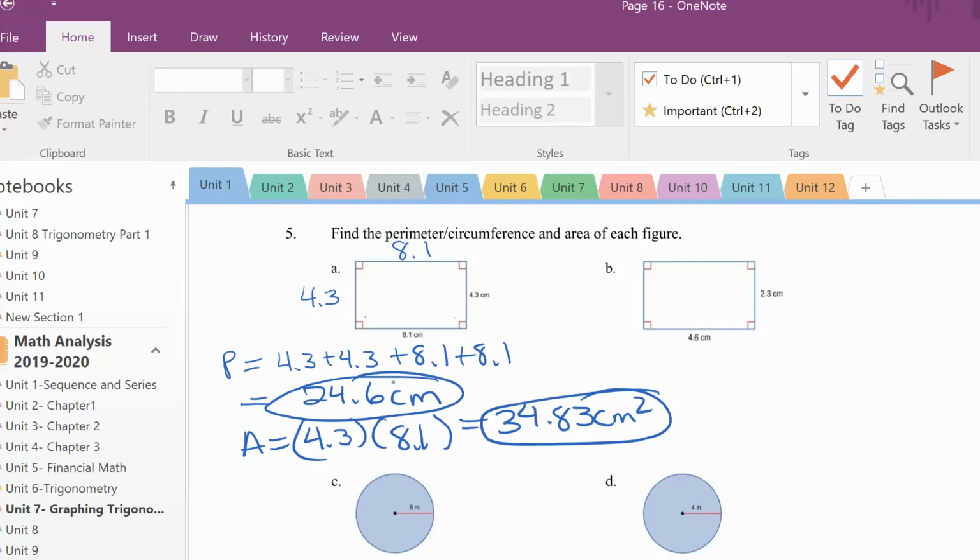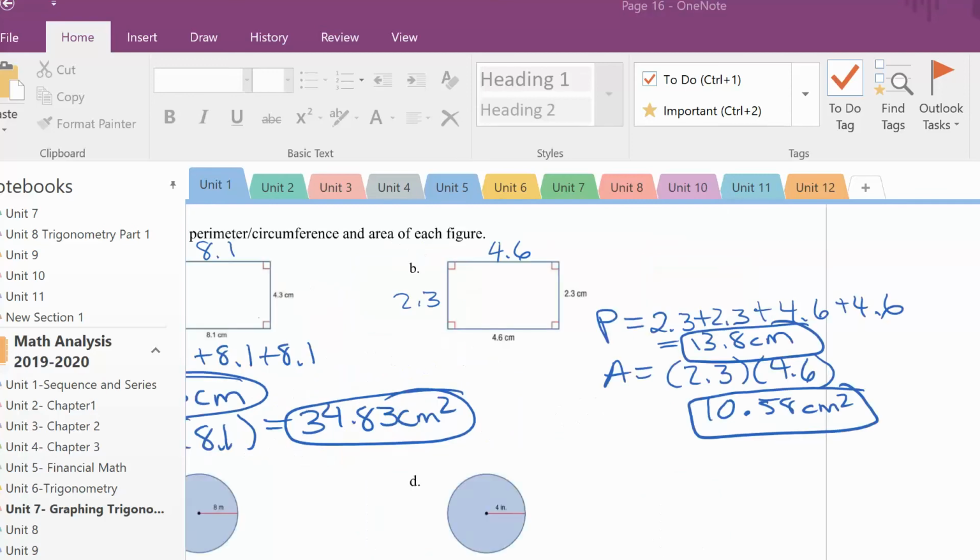So go ahead and try B on your own, see what happens. All right, so if you look, it's a rectangle again. Adding up all the sides gets you 13.8 centimeters. And then the area, length times width, gets you 10.58 centimeters squared.